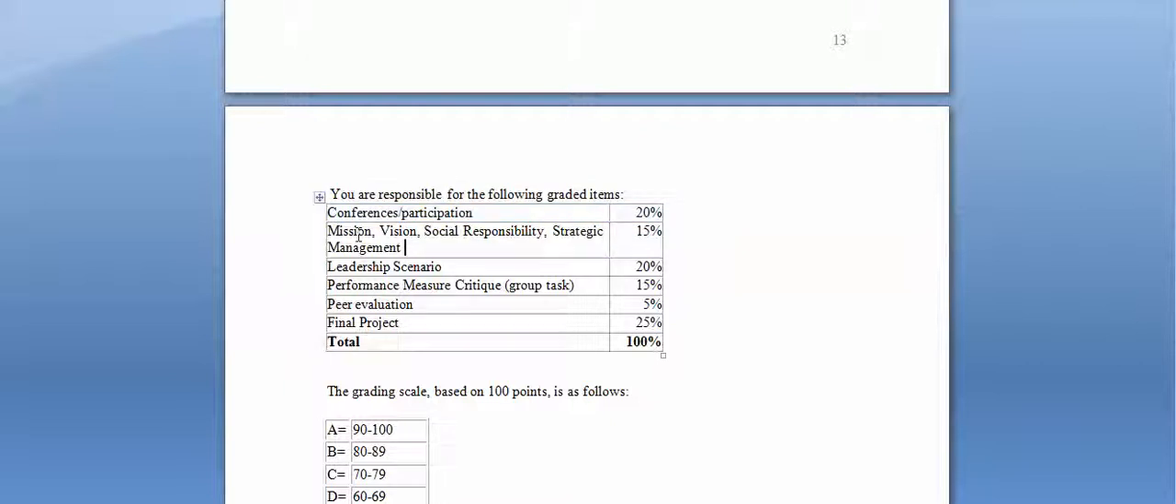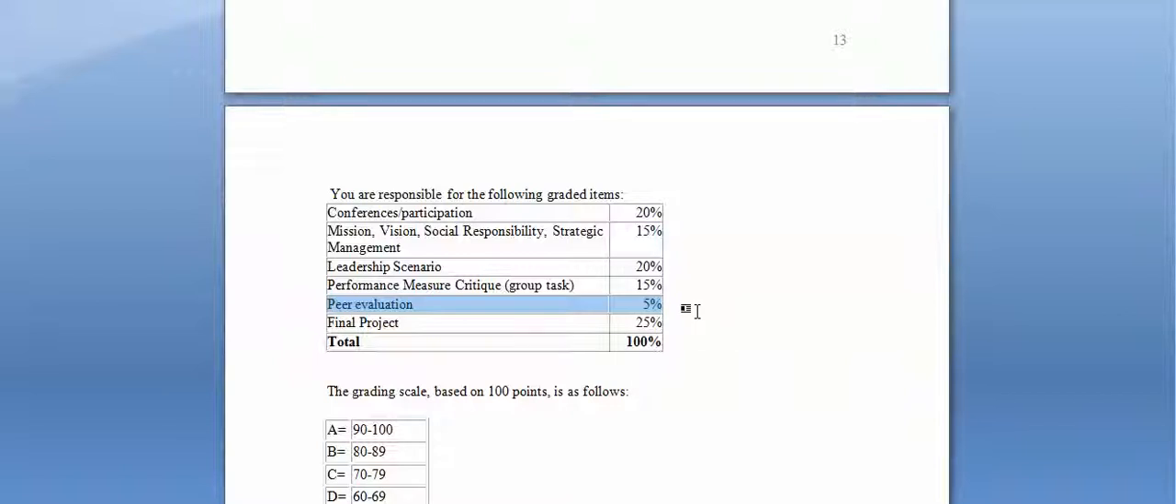The first paper, the Mission, Vision, Social Responsibility, and Strategic Management individual paper, is worth 15% of your grade. The Leadership Scenario, also an individual paper, is worth 20% of your grade. The group task, the Performance Measurement Critique, is worth 15%. That is, the group grade is worth 15%. The peer evaluation is your individual assessment of your team members, and that collectively, because I put them all together based on your team, makes up 5% of your grade.